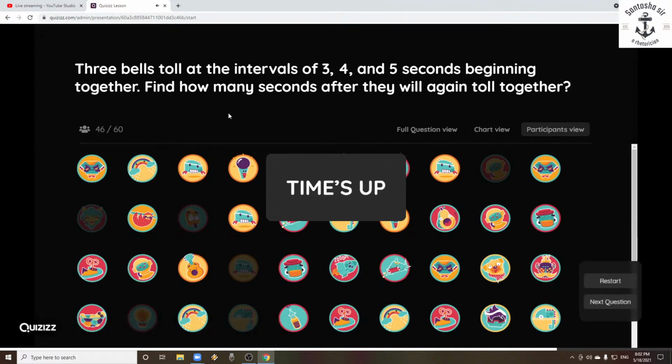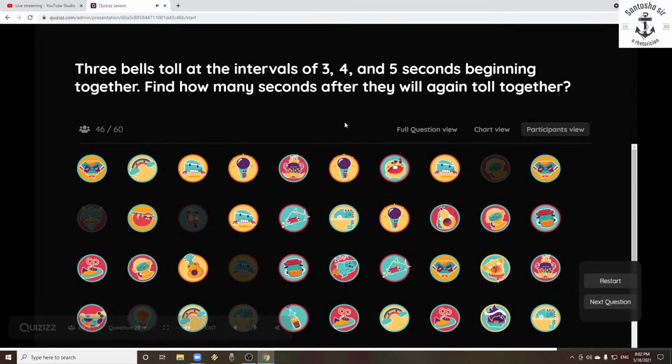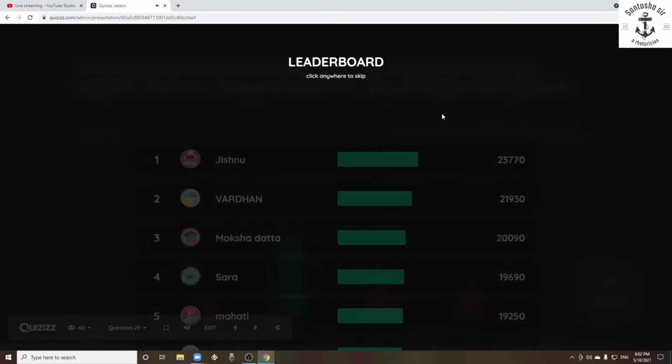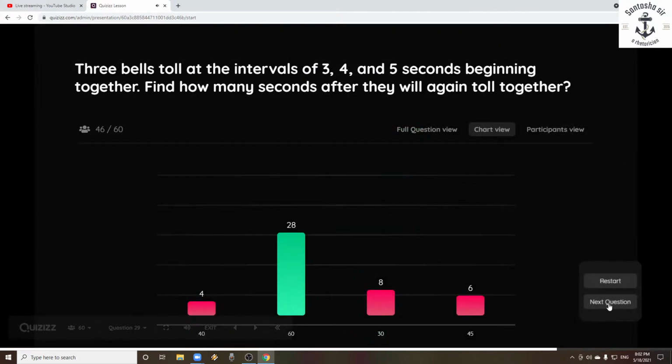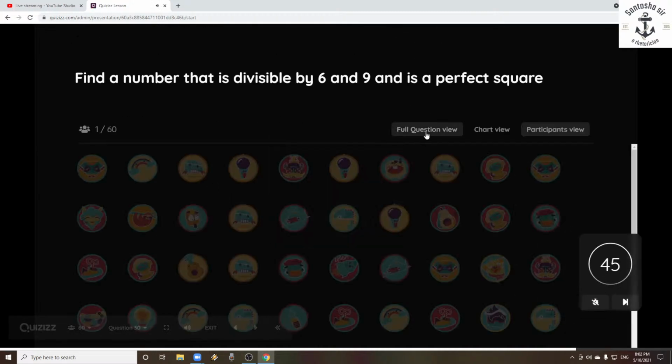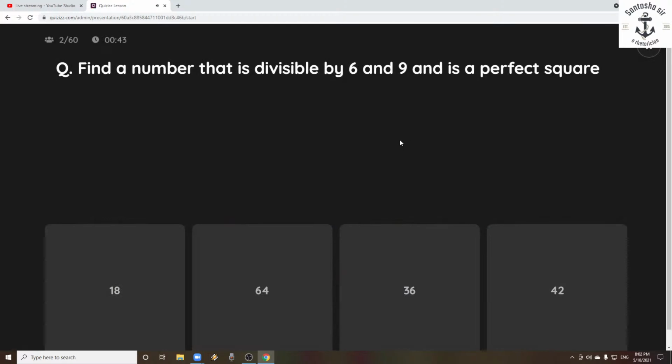Time is up. 46 members picked up their choice within the time. No change in the 7 positions. 28 members answered this right. Question number 30 on your screens now. Find a number that is divisible by 6 and 9 and is a perfect square.